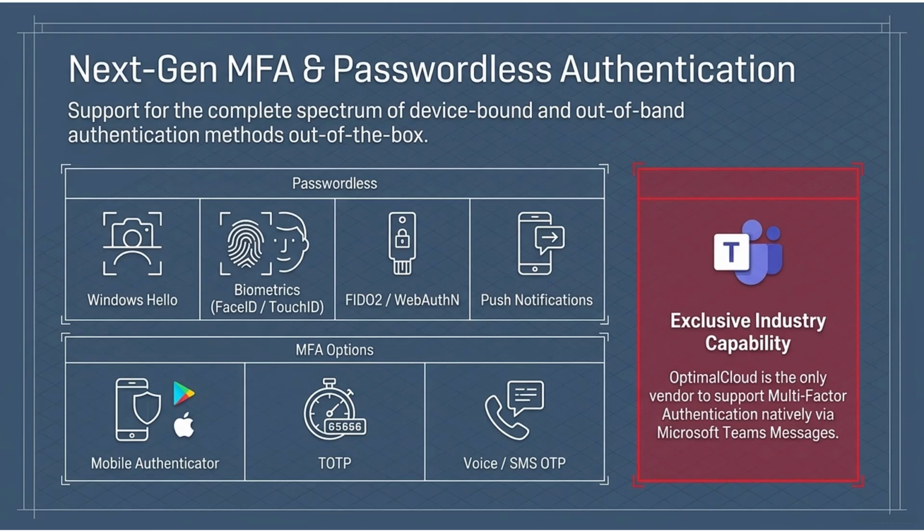But the thing that really jumped out at me is their exclusive industry capability. OptimalCloud is the only vendor to support multi-factor authentication natively via Microsoft Teams messages. Just huge. It is. If you think about the daily life of an employee, they essentially live inside the Teams app all day long. And the friction of standard MFA is a real productivity killer. You have to stop what you're doing, pick up your phone, unlock it, find the Authenticator app, and type in a 6-digit code before it expires. With the Teams integration, the MFA prompt just pops up directly in the chat interface they are already staring at. It drastically reduces friction for the end user while maintaining a highly secure encrypted channel.